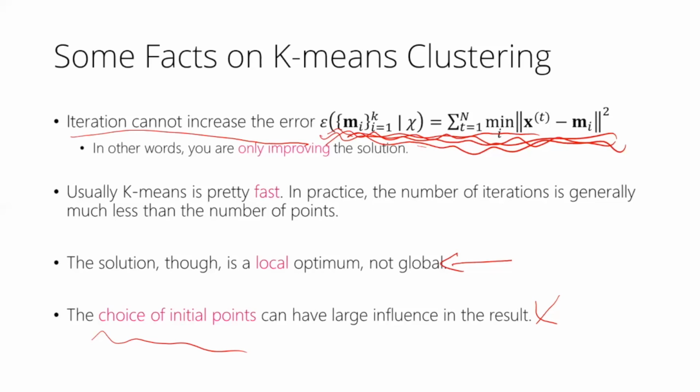There's a question in the chat asking, how is the number of iterations determined? That's a great question. Usually, the number of iterations is determined by the improvement of error. After each iteration, you measure delta error, meaning how much improvement there was after each iteration. When the delta error is below a certain threshold, that's the point where you terminate the k-means clustering algorithm and declare convergence of the solution.